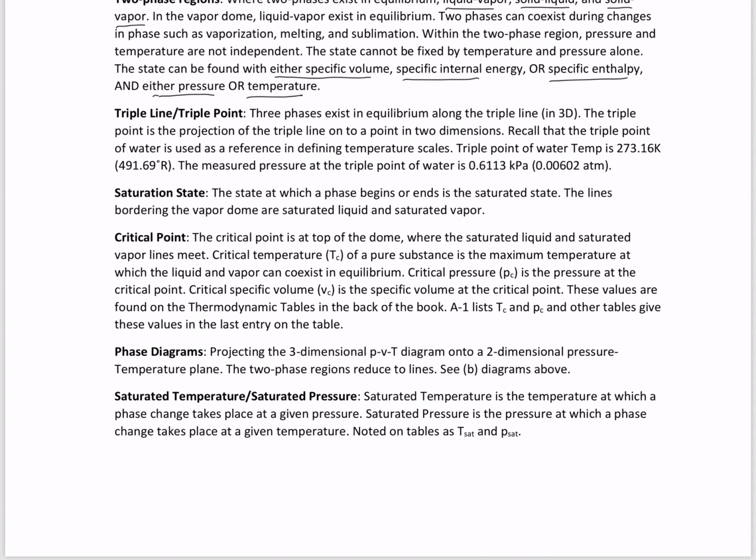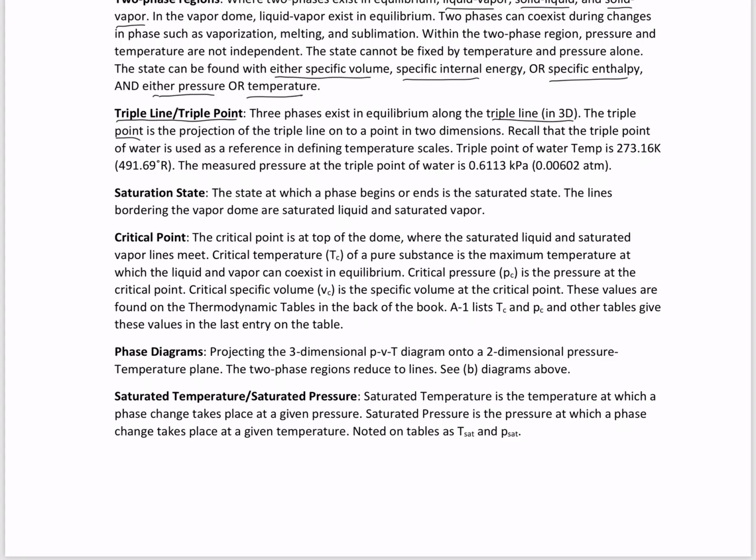The triple line or the triple point is where three phases exist in equilibrium. The triple line is in three dimensions, and the triple point is a projection of the triple line onto two dimensions. The triple point of water is used in reference to defining temperature scales. So we have the triple point of water being where it can be solid, liquid, and vapor all at the same time.